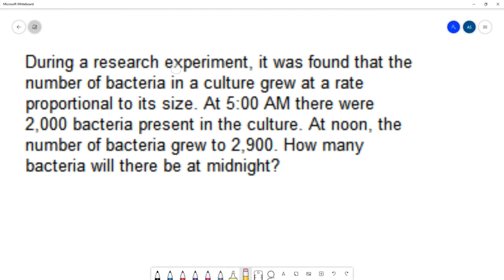During a research experiment, it was found that the number of bacteria in a culture grew at a rate proportional to its size. At 5 a.m., there were 2,000 bacteria present. At noon, the number of bacteria grew to 2,900. How many bacteria will be there at midnight?